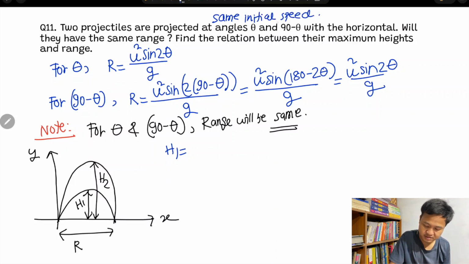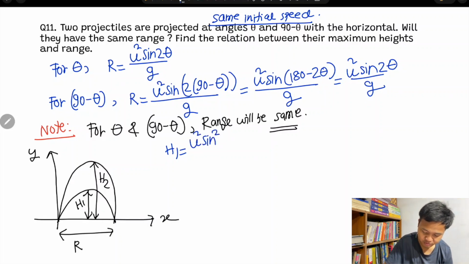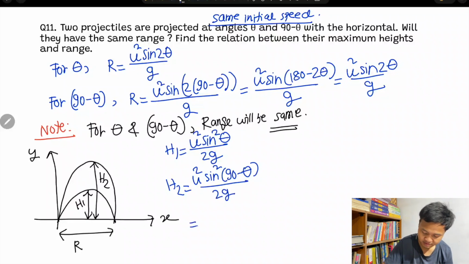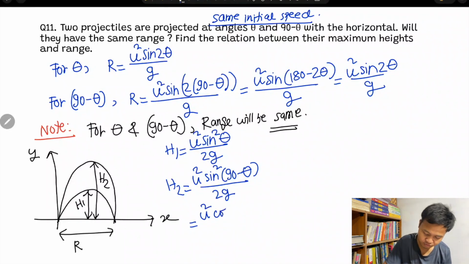Okay, just keep in mind: same initial speed. If you project at theta and 90 minus theta, you'll get the same range. So here, what is h1? h1 is u square sine square theta by 2g. And h2 is u square sine square (90 minus theta) divided by 2g, which becomes u square cos square theta by 2g.